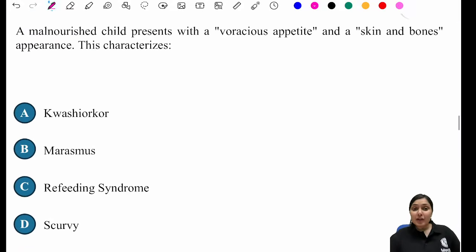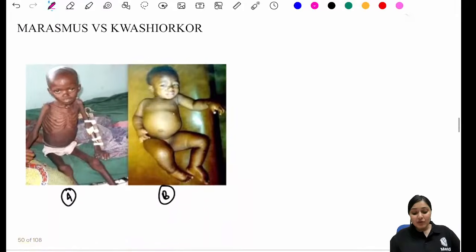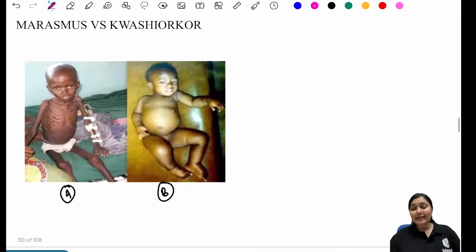We have a malnourished child that presents with voracious appetite and skin and bones appearance. This characterizes A. Kwashiorkor, B. Marasmus, C. Refeeding syndrome, D. Scurvy. So, skin and bones baby with a voracious appetite, this is classical Marasmus. With that, let's understand these two extreme forms of malnutrition, that is Marasmus and Kwashiorkor. So, look at this baby. Skin and bones baby.